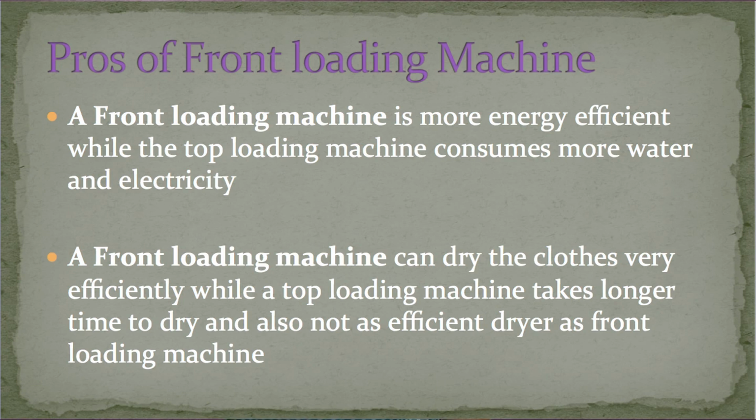Point number 4, a front-loading machine can dry the clothes very efficiently, while a top-loading machine takes longer time to dry and is also not as efficient a dryer compared to the front-loading machine. So, the above mentioned points show that a front-loading machine is better than a top-loading machine. But yet, there are a few points which show its cons.